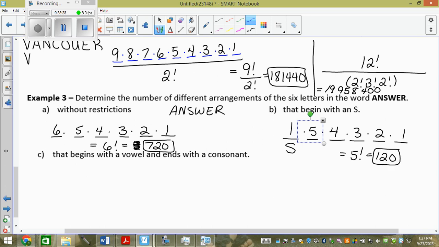And then I have begins with a vowel and ends in a consonant. So vowels I have are A and E. So I have 2 options, hold 1. Consonants are N, S, W, R. So I have 4. Hold one of those. How many letters have I used up? 2. So how many do I have left? 4, 3, 2, 1. Which is... One, what? I'm gonna do two.